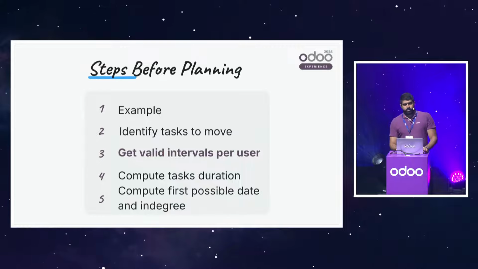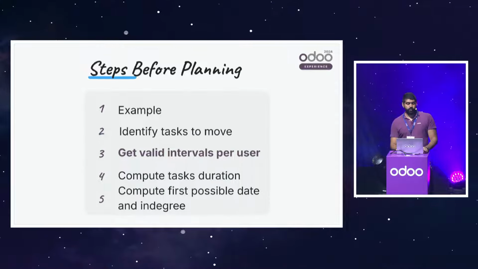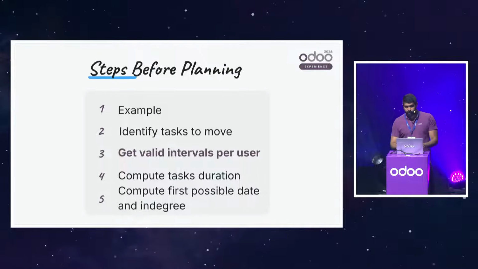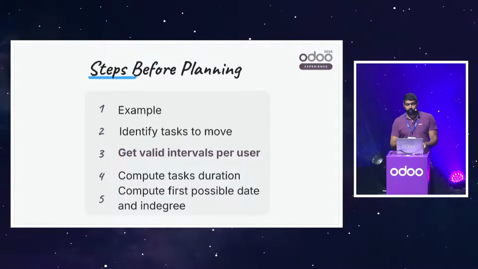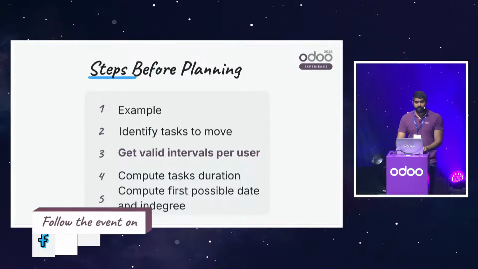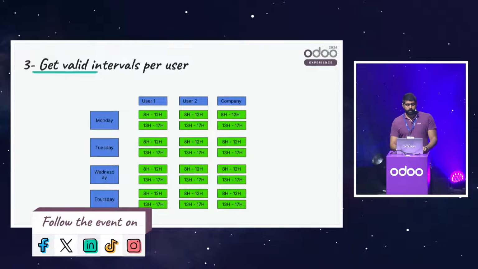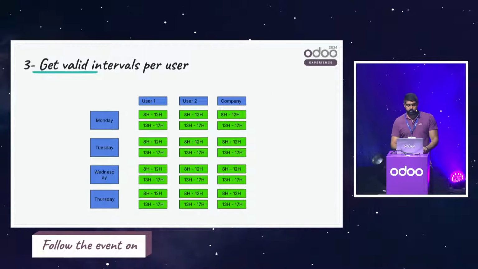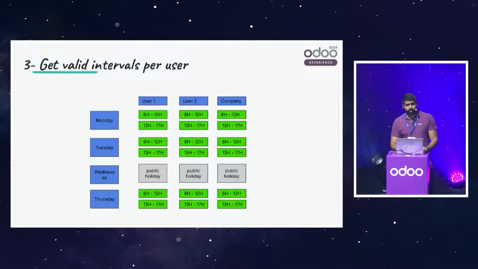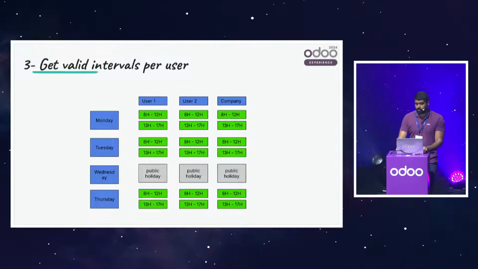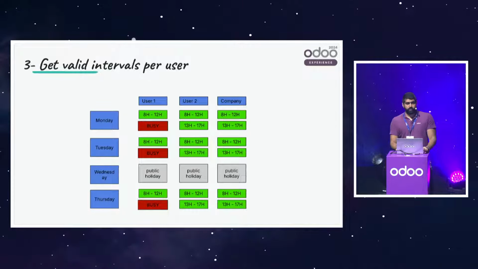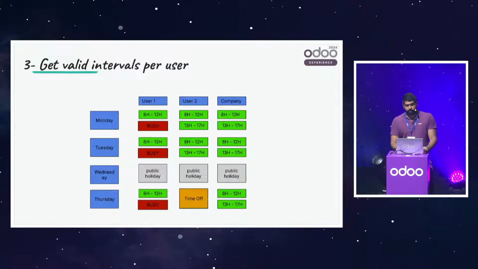Now we fixed the issue of which tasks should move. Let's move to how can we solve planning tasks without overlapping the employee or overloading the employee schedule. So we need to get something called valid intervals per user. So simply we get the company calendar, for sure in intersection with the company contract, and then we start to remove ranges where the employee is not supposed to work, like public holidays, ranges where the employee is busy doing other tasks, and time off.